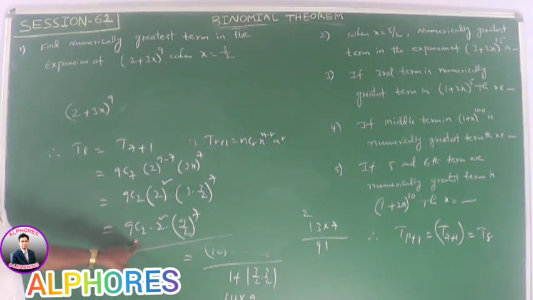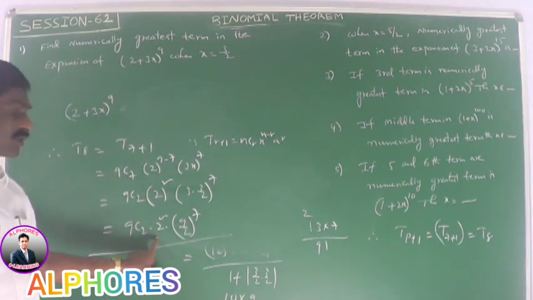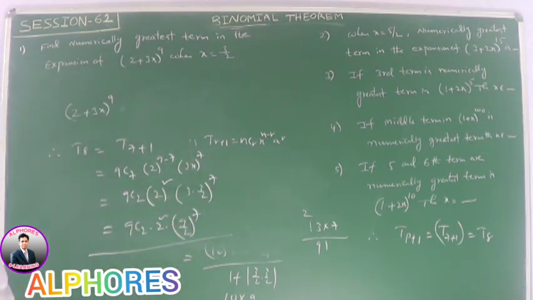Suppose it is a negative value. Numerically greatest term means we take the mod value. Therefore, the numerically greatest term is equal to mod T8, that is equal to 9C2 into 2 square into 9 by 2 whole power 7. Please note this value. Numerically greatest term.